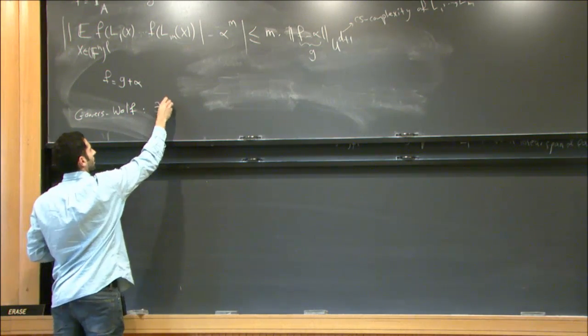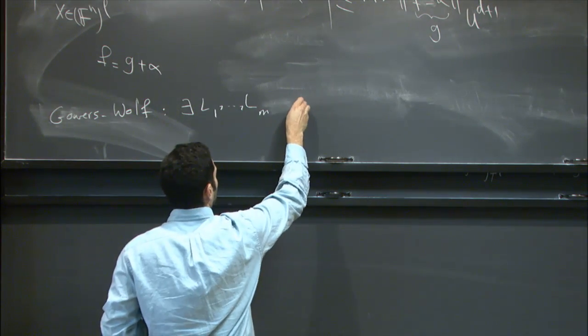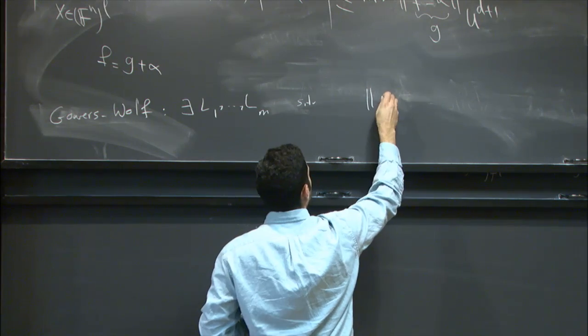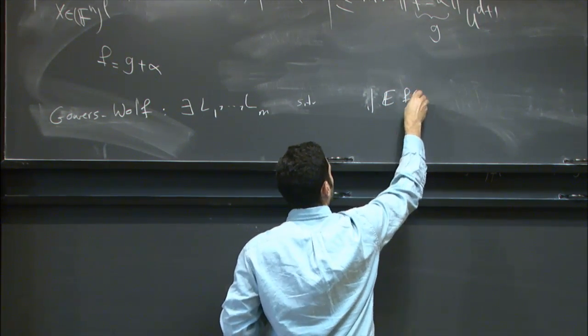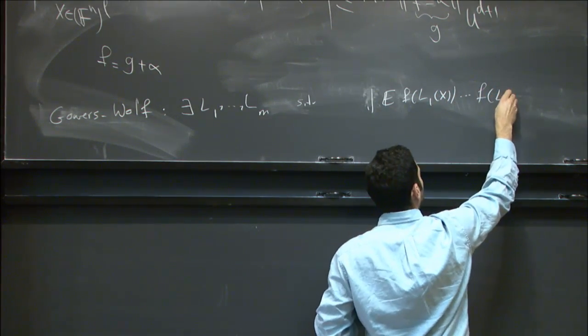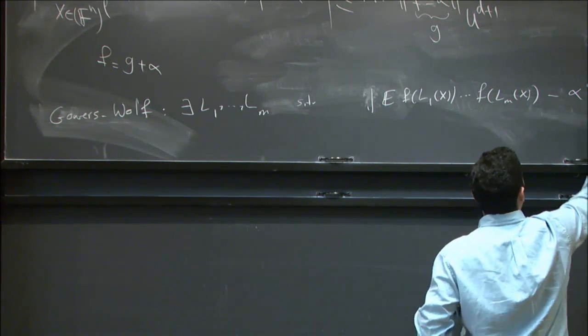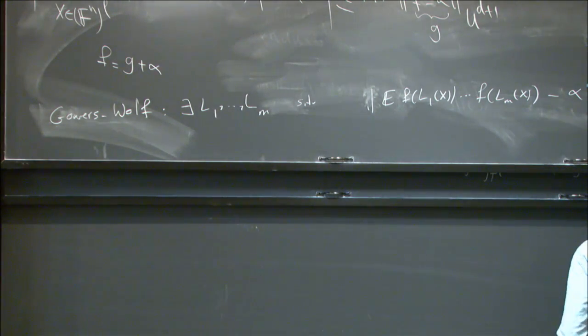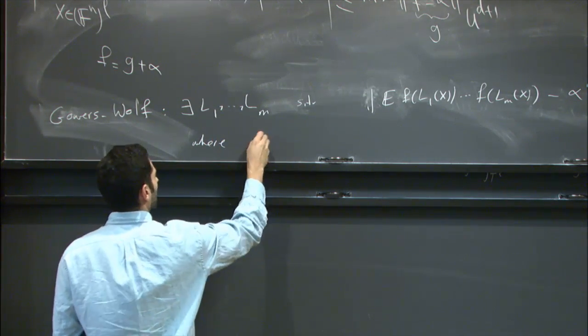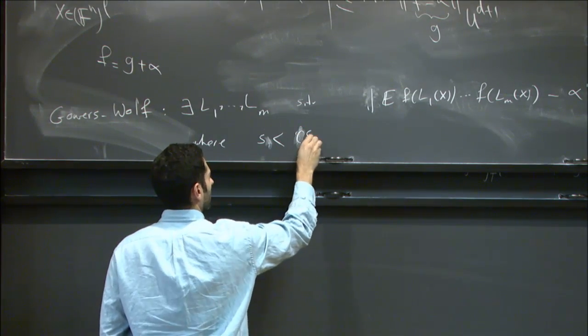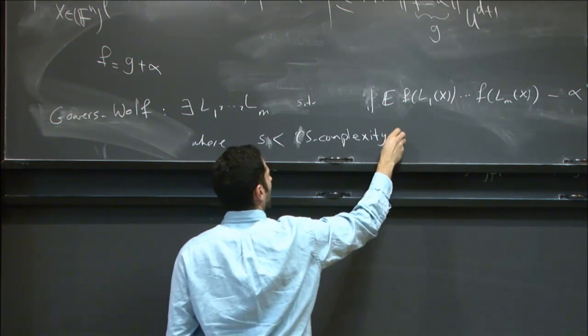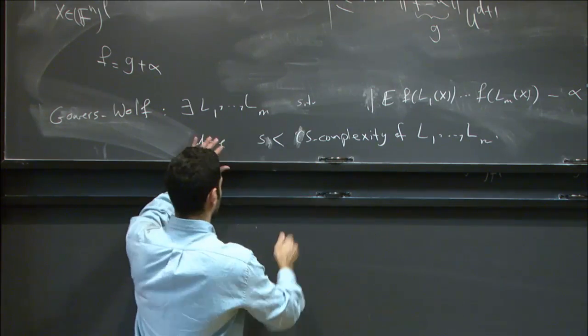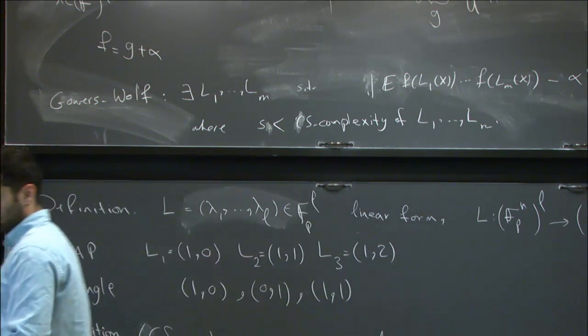And Gowers and Wolf observed that there exist linear forms, there are many examples of linear forms, such that the density of the collection of linear forms can be controlled by some U^(s+1) norm, where s is strictly less than the Cauchy-Schwarz complexity. And let me give you an example of this.